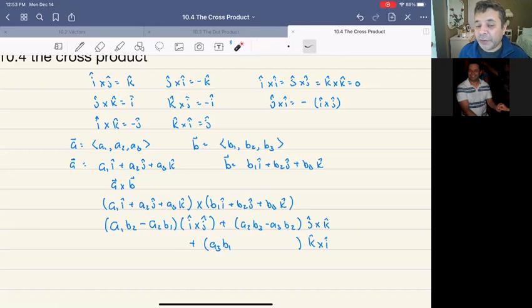So what's the other one that has k and i? A1 and B3. But we need to switch the order again because the i cross k is first. So we want to make it k cross i. So it's going to be minus A1 B3.